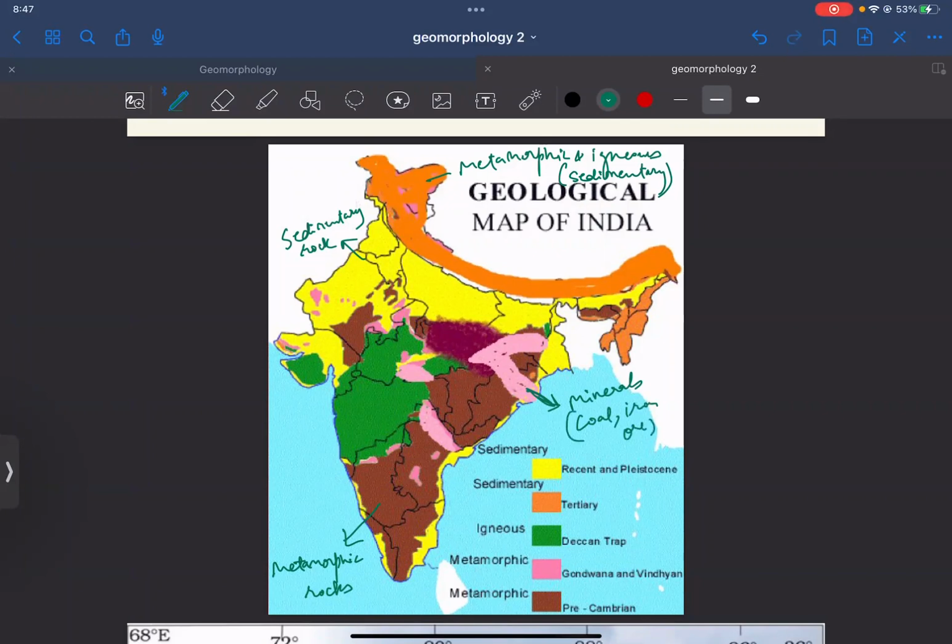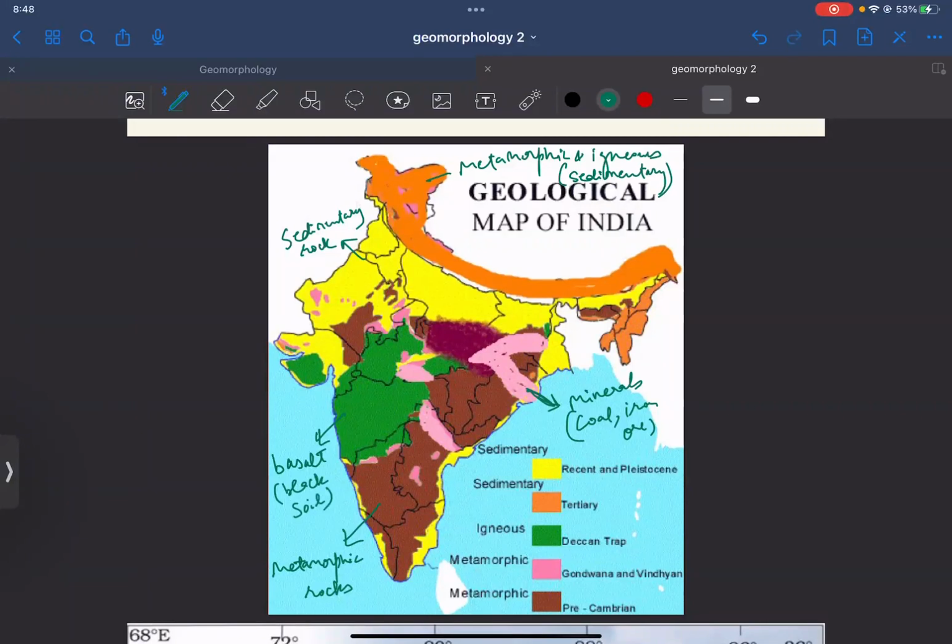So along these pink regions, you will find all the minerals. If you have a basic idea of where all Gondwana and Vindhyan regions are formed, it would be easier for you to mark the minerals on the map. And we'll be exploring minerals also, right? Then we have Deccan Trap, right? So here we have basalt rocks, black soil.